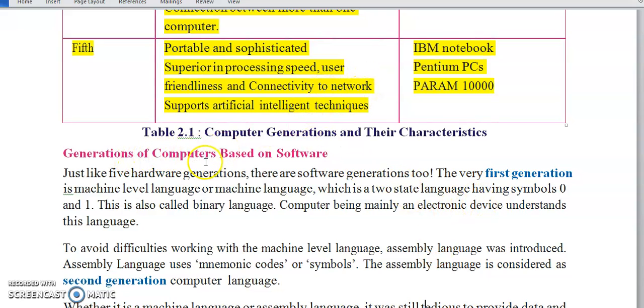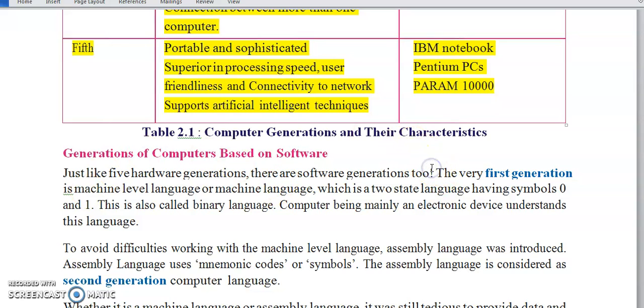Now, generations of computer based on software. This generation we learned as per the hardware used for it. Now we are going to see generation of computer based on software. Just like the five hardware generations, there are software generations too. The very first generation is machine level language or machine language.